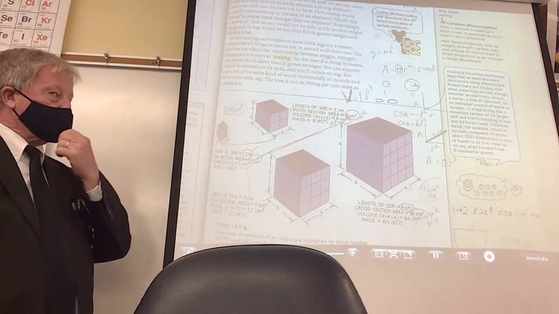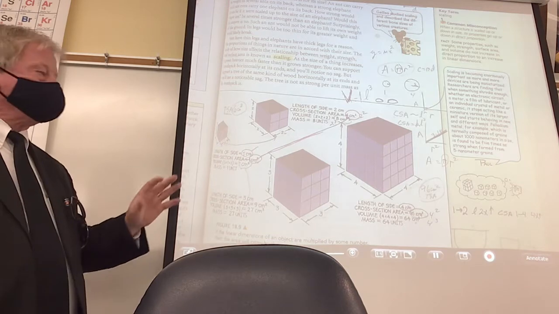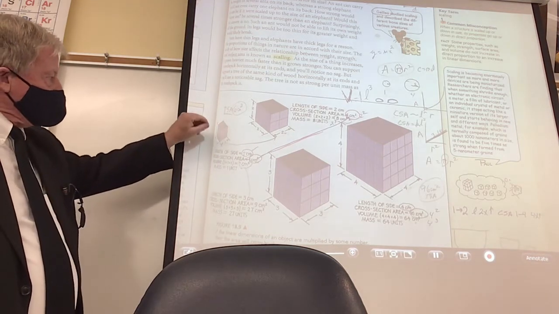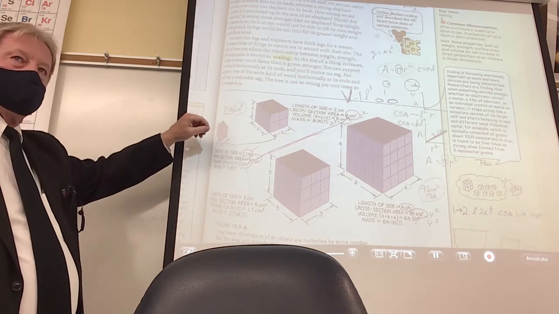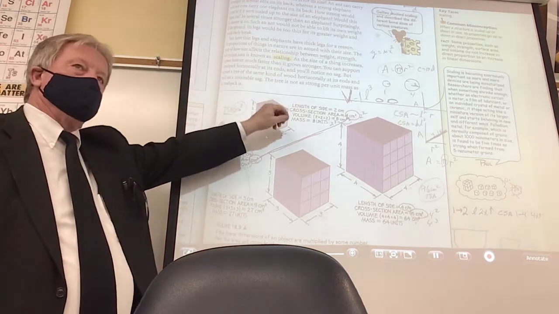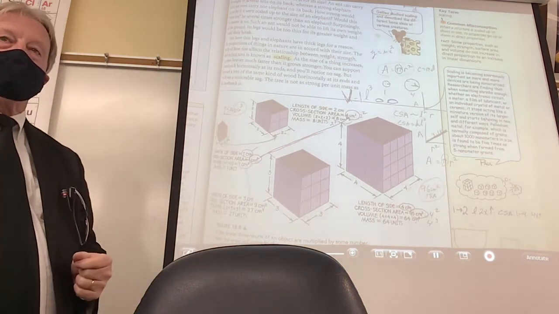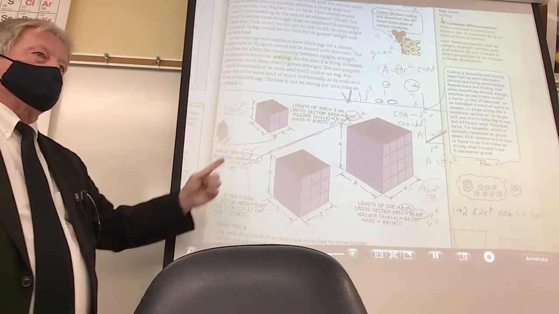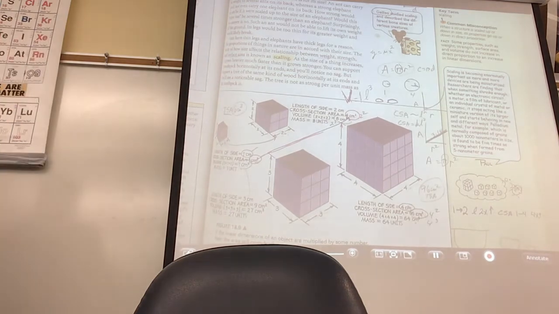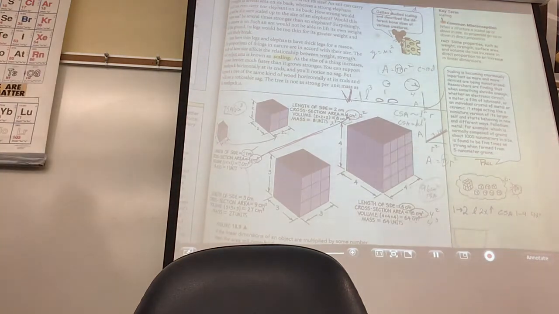Now, I want you to think about this. The book doesn't talk about this. Let's say I have paint, and I want to paint this gold on the outside, and I want to paint this one gold on the outside. How much more will it cost me to paint this one than that one? What do you think?